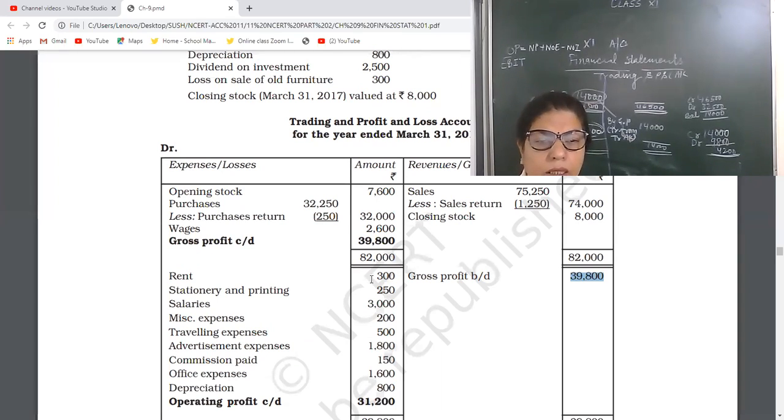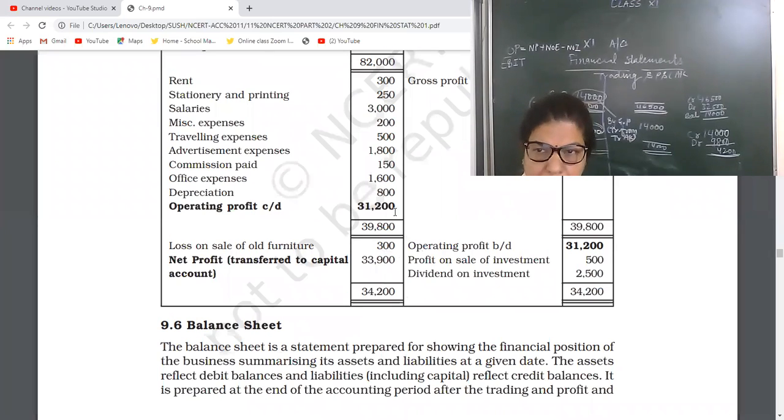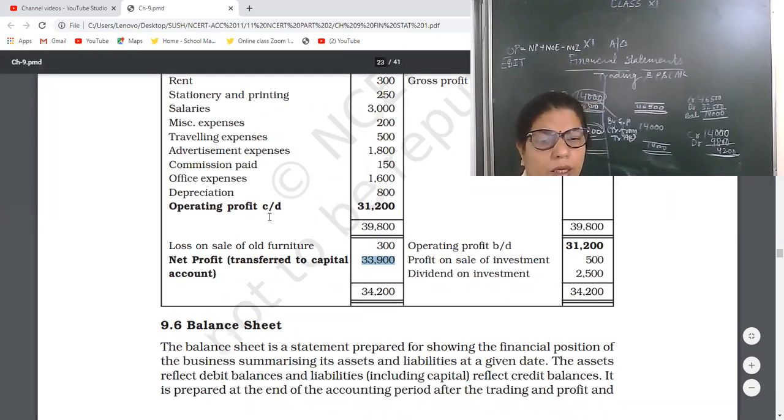These are the expenses: rent, stationery, salary, miscellaneous, traveling, advertisement, commission, office expenses, depreciation. So the remaining amount will be termed as operating profit. This operating profit is transferred to this side, then add non-operating income and subtract non-operating expenses, and you will find the net profit. But if you don't want to break it into parts, no problem. You can calculate it by the formula: NP plus NOE minus NOI.